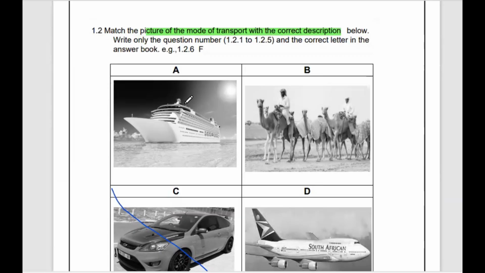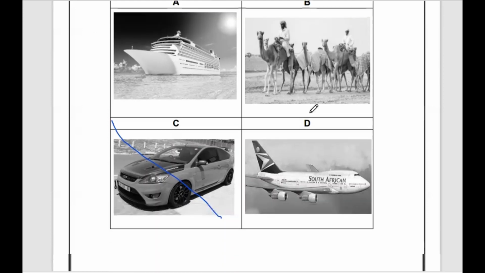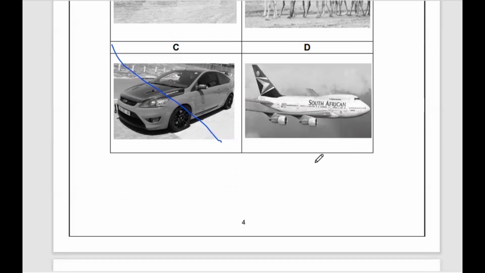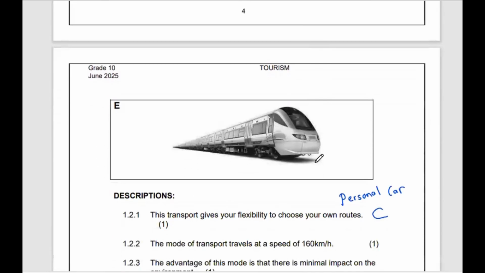Cruise ships don't travel at 160 kilometers per hour. Camels are way slower than that. They cannot even reach 160 kilometers per hour. An aeroplane goes beyond, it is actually faster than 160 kilometers per hour. So our appropriate answer would be E, the Gautrain train service. It can travel at a maximum speed of 160 kilometers per hour.